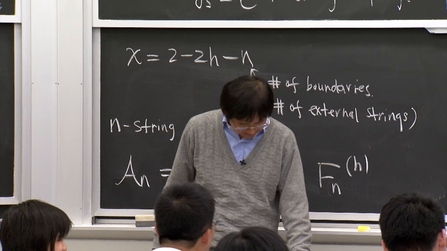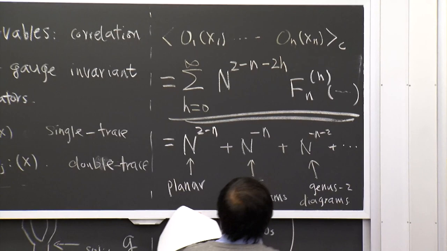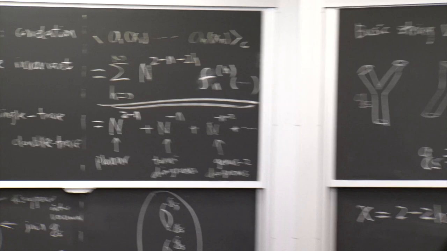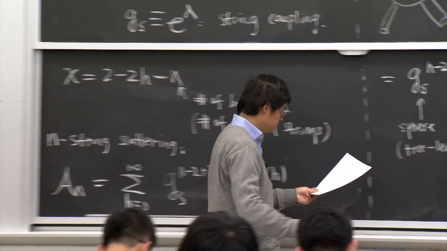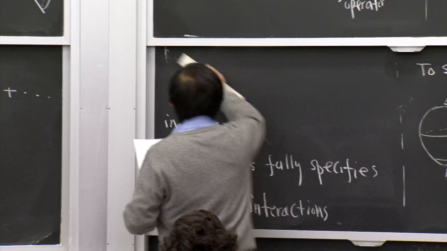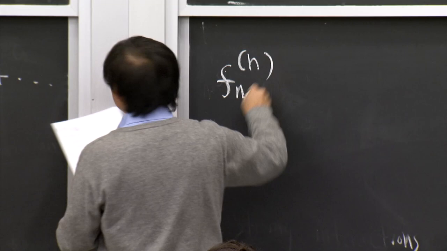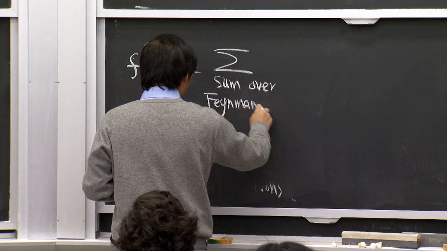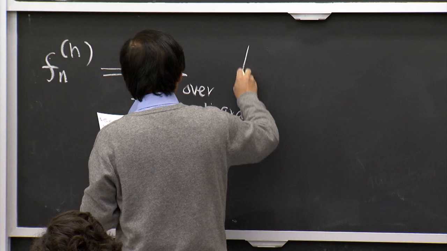If you look at these two sums, this sum and this sum, let me call this F_n so that you see the distinction. So if you look at these two sums, the question is, can you really physically identify these two? Let me just say a couple words. Say F_n^h, which appears in the correlation functions, is essentially just a sum over Feynman diagrams of genus h, and this is just the expression for the Feynman diagrams.